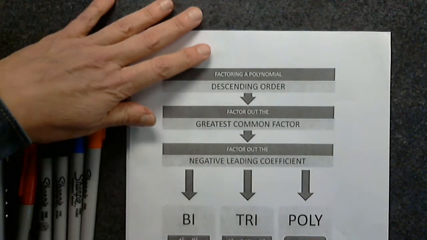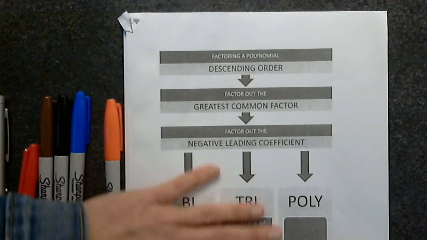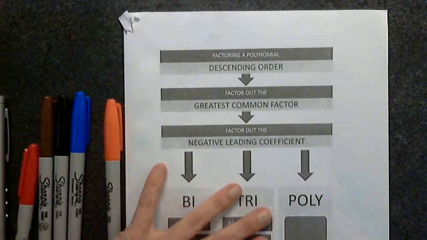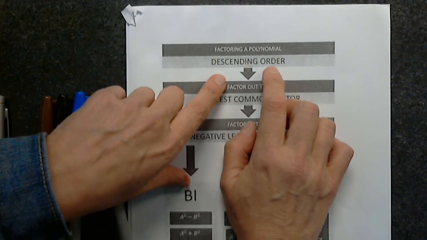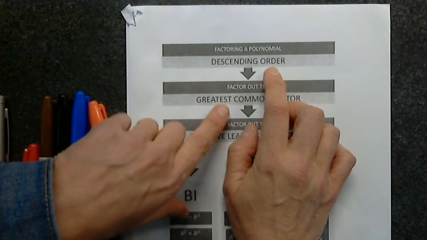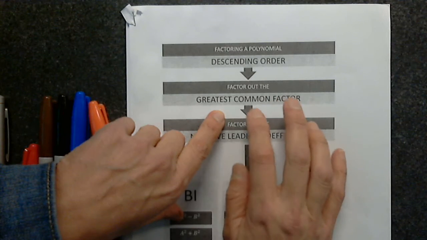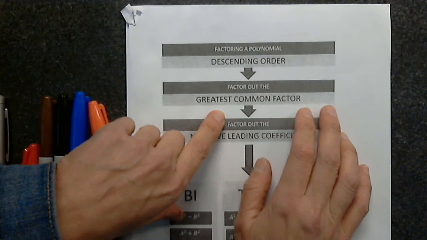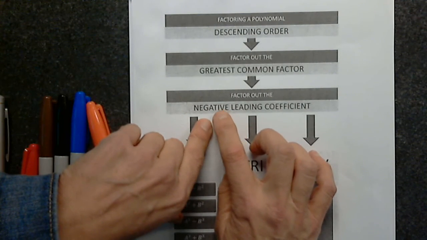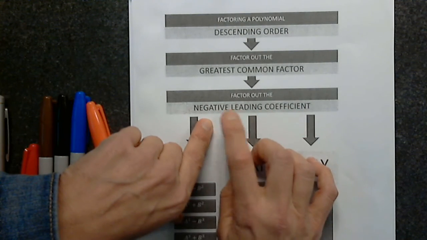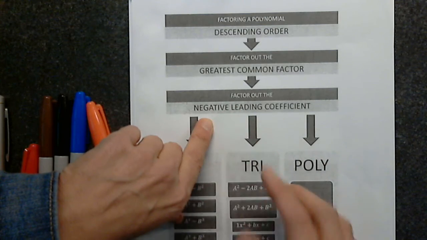Okay, every time I'm asked to factor a polynomial, this is what goes through my mind. First, I'm asking myself, is the polynomial in descending order? If not, I'll rearrange it. Does it have a greatest common factor? All terms in the polynomial, do they have a common factor? I pull it out if they do. Then I'm asking myself, is the leading coefficient negative? Because if the leading coefficient is negative, I will also pull out the negative sign, -1.